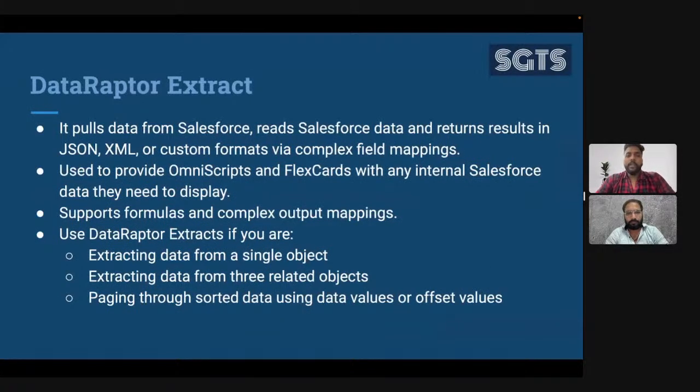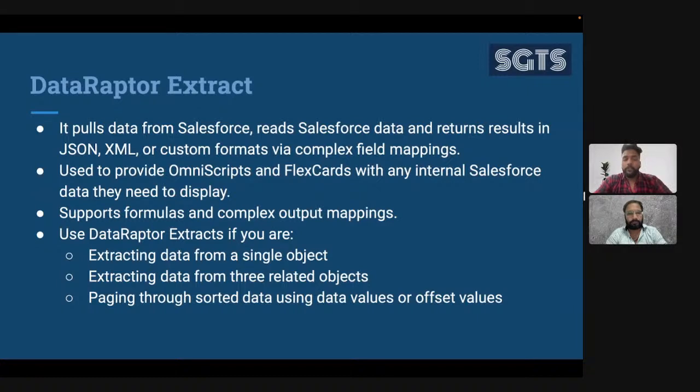DataRaptor Extract is used when you want to fetch the data from multiple objects, or you can use it with single objects as well, but mostly it is used for multiple objects. And it is used to provide the data to your UI tools, like OmniScripts and FlexCards, right? So these sorts of things you can do with the help of DataRaptor Extract. And if you want to do some transformation when you are getting some data, right? For example, if you are getting the account data where active is equal to yes, right?